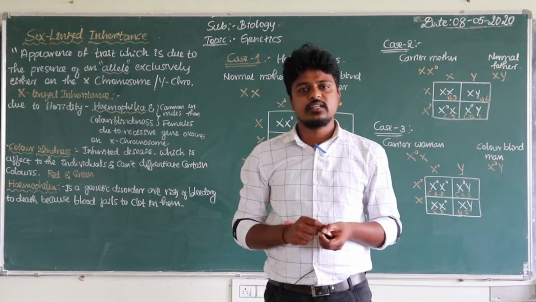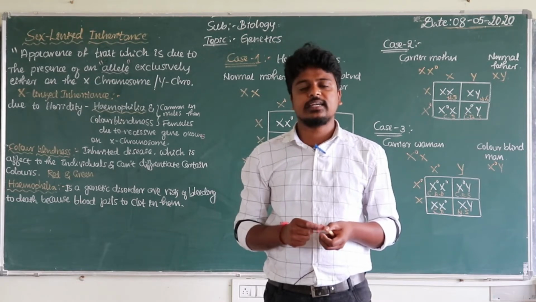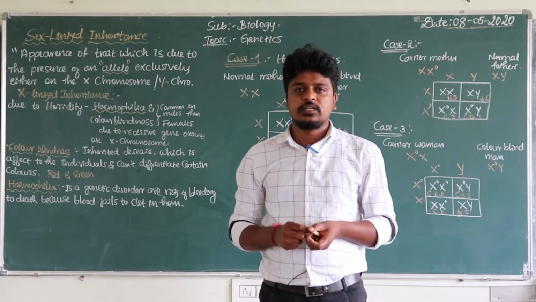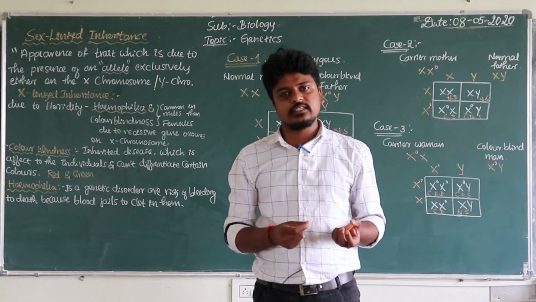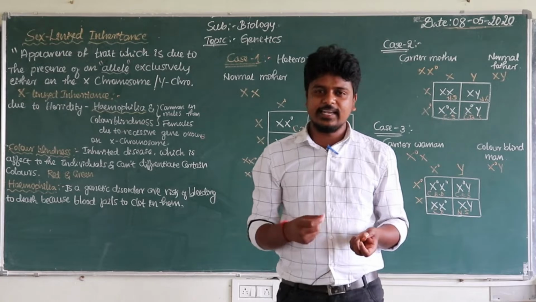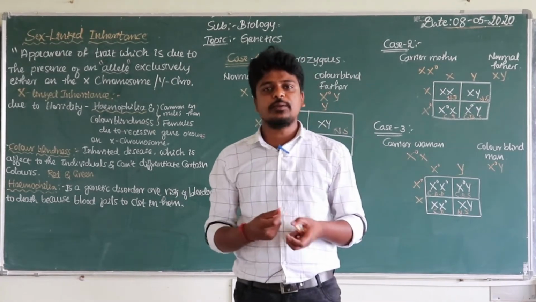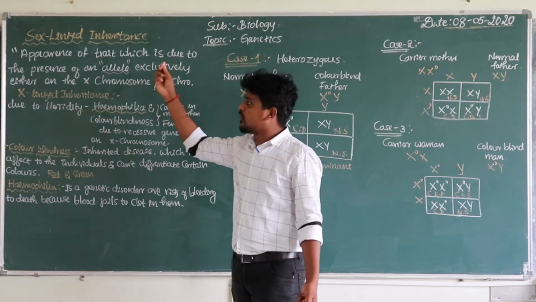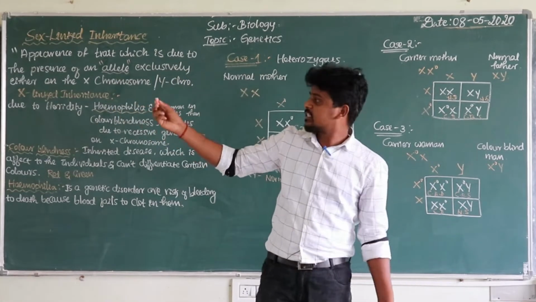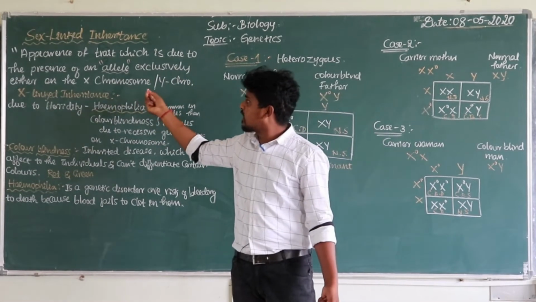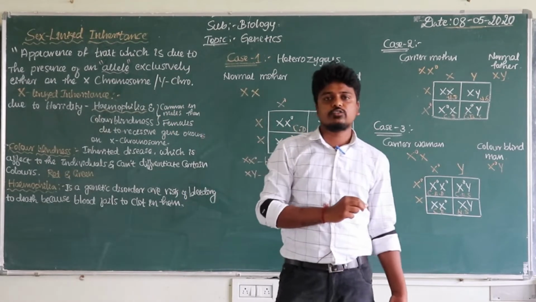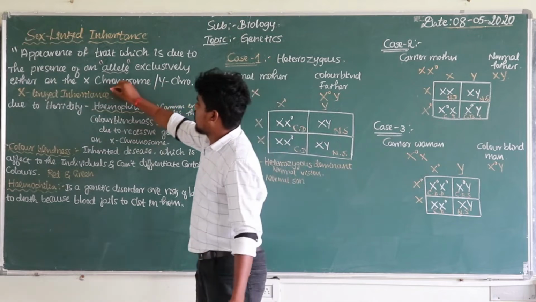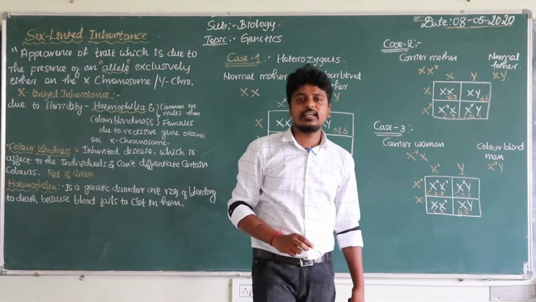Alleles are nothing but a pair of contrasting characteristics that produce a different effect, like XX in the case of a female and XY in the case of a male. So that produces different effects. Yes or no? Those alleles lie exclusively either on the X chromosome or the Y chromosome. Have you understood now? Such cases are called sex-linked inheritances.